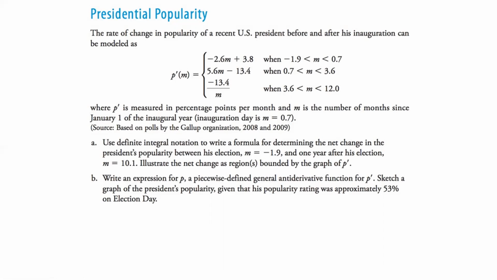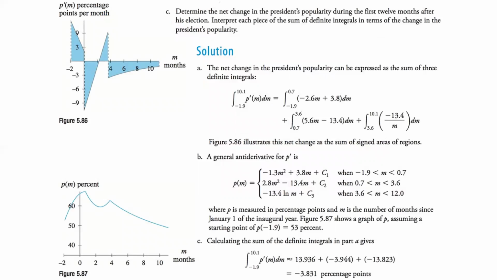All right, so use the definite integral notation to write a formula for determining the net change in the president's popularity between his election, M equals negative 1.9, and 1 year after his election, M is equal to 10.1. Illustrate the net change as regions bounded by the graph of P prime. Then write an expression for P, a piecewise defined general antiderivative function for P prime. Sketch a graph of the president's popularity given his popularity rating was approximately 53% on election day. And then C, determine the net change in the president's popularity during the first 12 months after his election. Interpret each piece of the sum of definite integrals in terms of the change in the president's popularity.